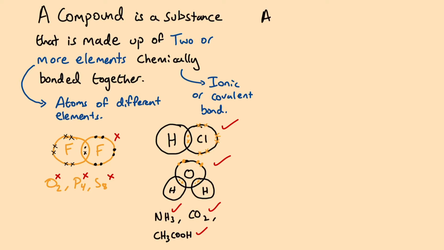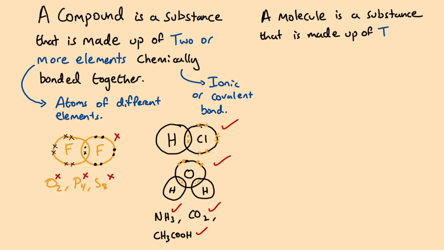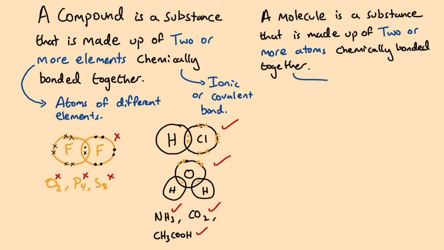Now, coming on to molecules, we can define a molecule by saying it is a substance that is made up of two or more atoms chemically bonded together. And here it's two or more atoms. It doesn't care if it's made up of two or more atoms of the same element or two or more atoms of different elements. All it cares about is that it is composed of two or more atoms chemically bonded together, but here it's chemically bonded together by covalent bonds, making it different to compounds, because compounds can be made up of both covalent or ionic bonds.